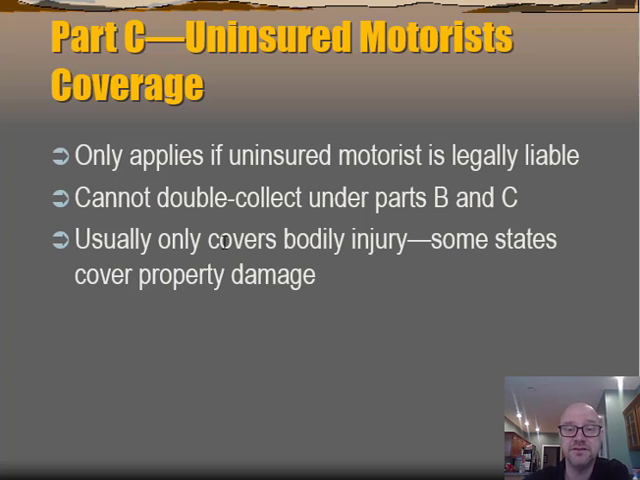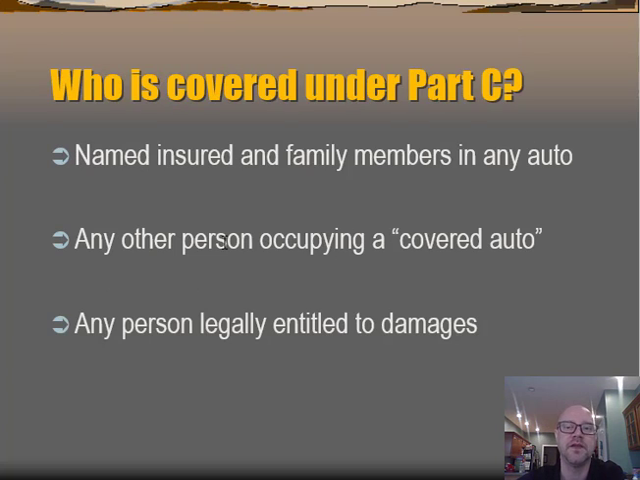On a first party basis, you can buy uninsured motorist coverage to protect yourself from bodily injury in an auto accident that's somebody else's fault. Again, it's limited to bodily injury in most states. Property damage is a separate problem that we're going to handle under Coverage D. So who's covered under Part C? Guess what? It's the same as Part B. So if you're looking for an easy way to remember it, that's what I would suggest.